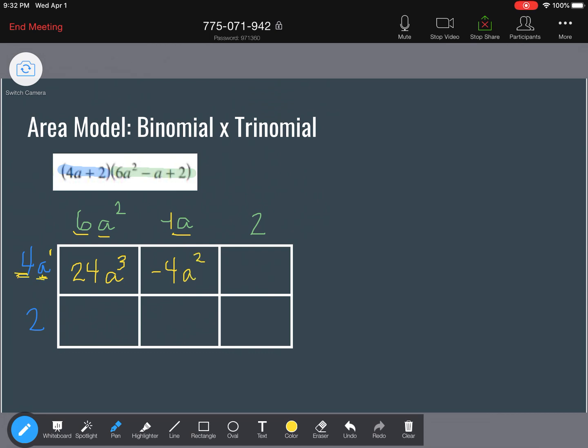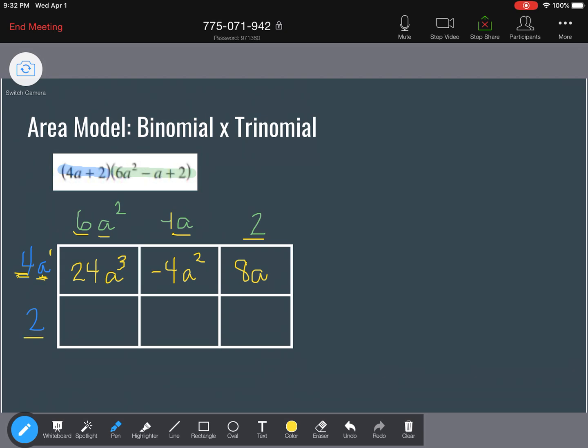And then I have 4a again times 2. So I'm going to take my 2 and multiply it by 4 to get 8, and then bring the a along. There's no other variable to multiply by. Okay, now let's move on to the next row.